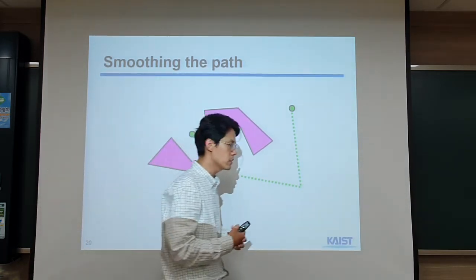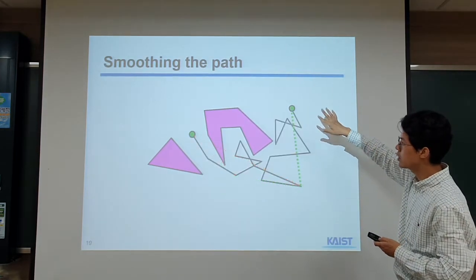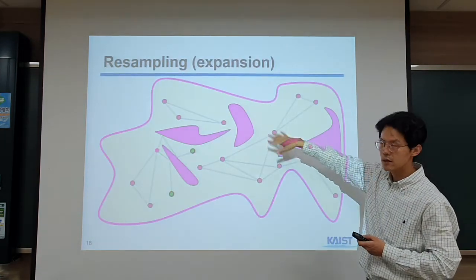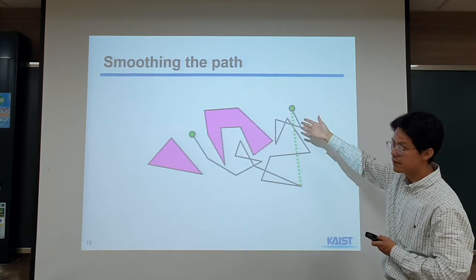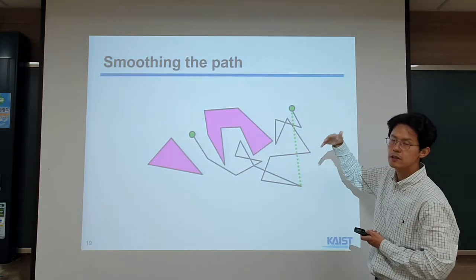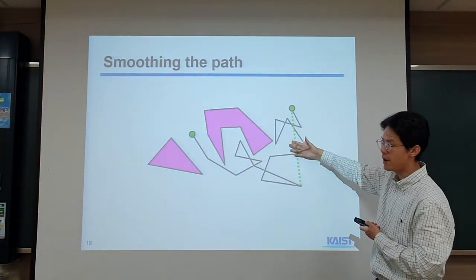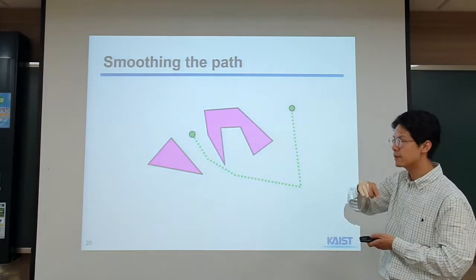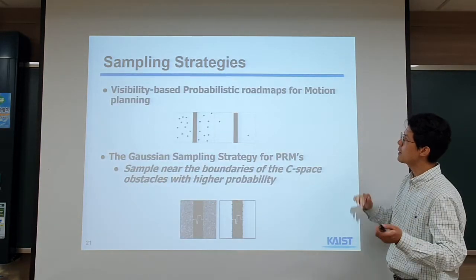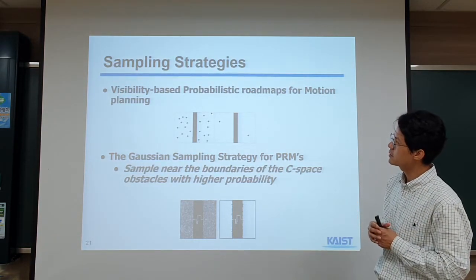Some other recent techniques do this smoothing operation while computing the path. But here I give a very simple way of smoothing the path as a post-processing step. Once you compute the path, you smooth it out and pass the smoothed path to the robot. There are also many sampling strategies, and I'm not going to talk about the details of these techniques.